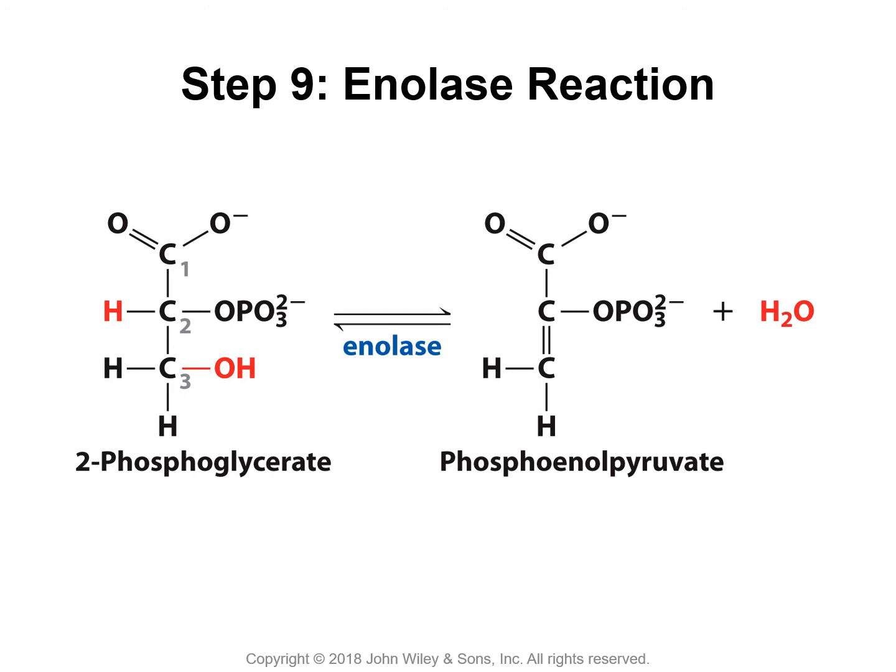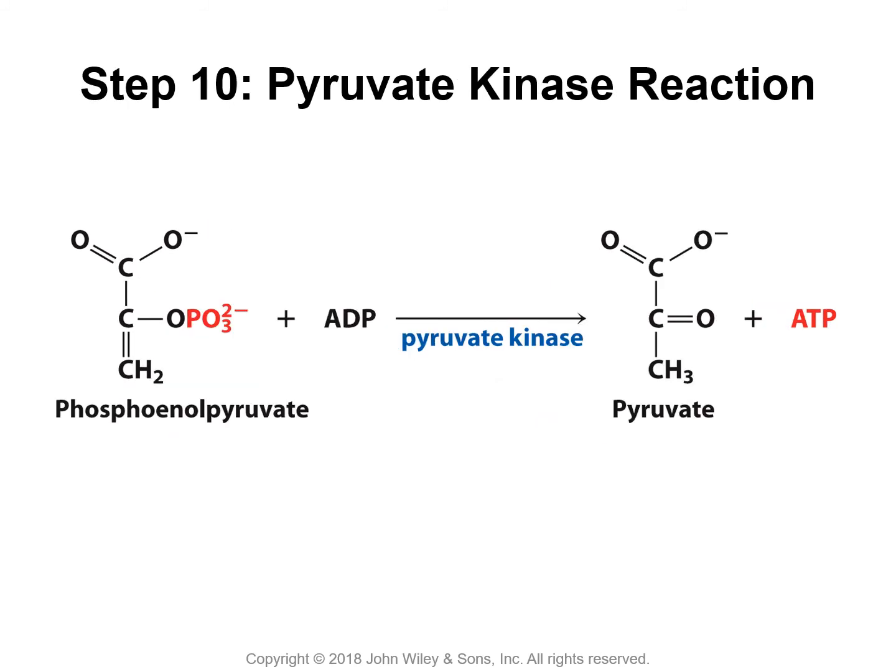And then step 9 is your enolase reaction. The enolase catalyzes a dehydration reaction, and this is basically where water is eliminated. And then step 10, this is where you get your pyruvate. This is the pyruvate kinase reaction. So this is the 10th reaction, and it converts to pyruvate and transfers the phosphate group to ADP to produce ATP. That is what happens.